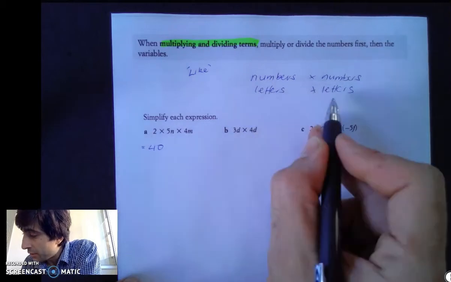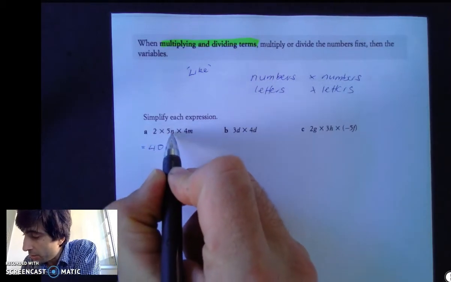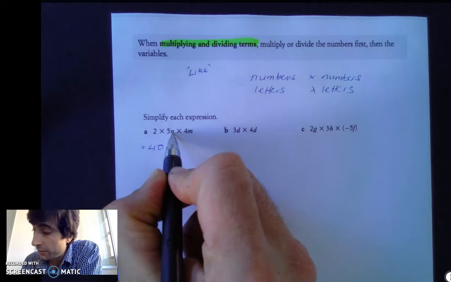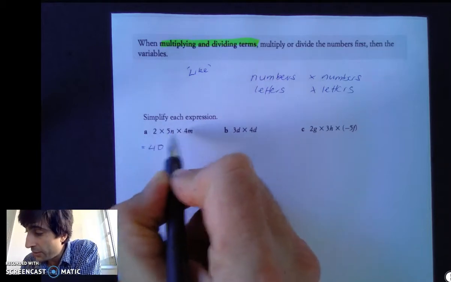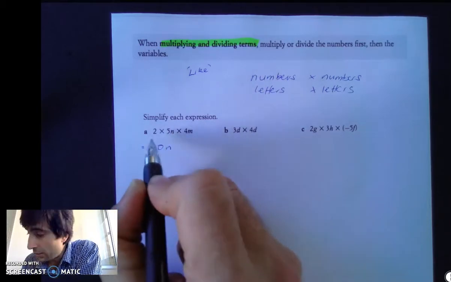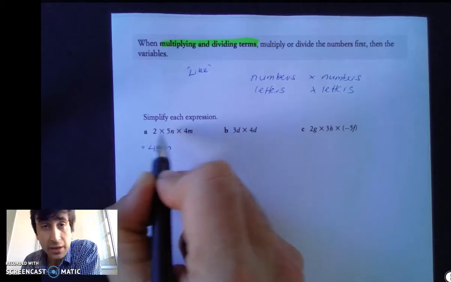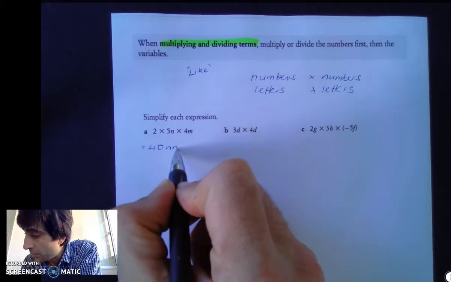And then we do letters times letters. So I move across and I say, well, there's an N. Are there any other N's? No, there's no other N's, so I just copy it down. I keep on going, oh, there's an M. Are there any other M's? No, so I just copy it down.